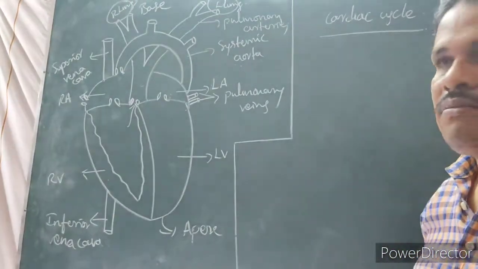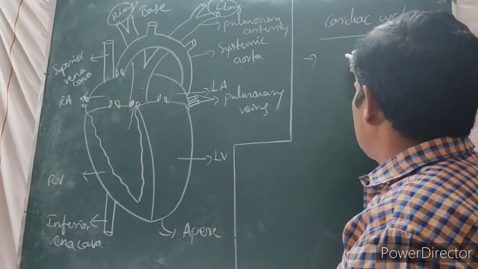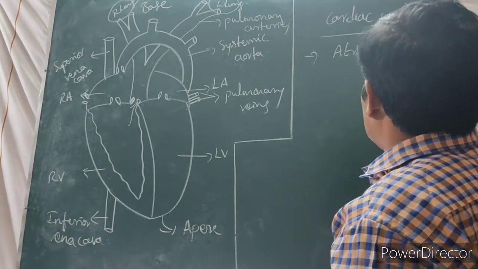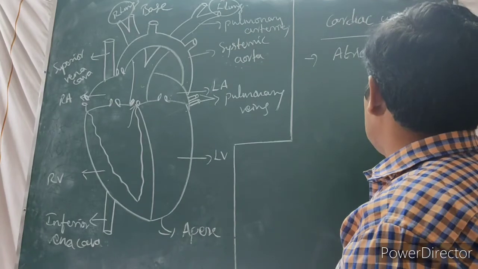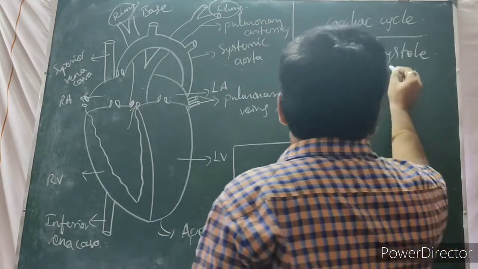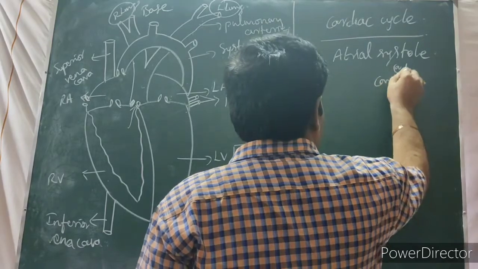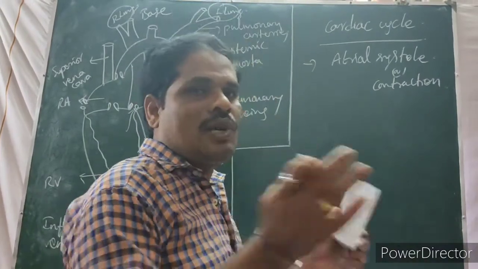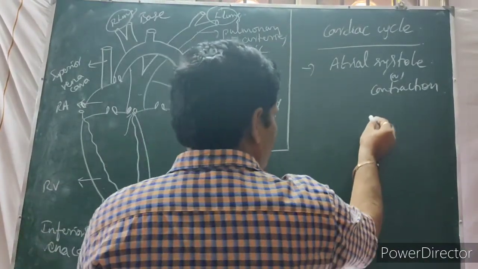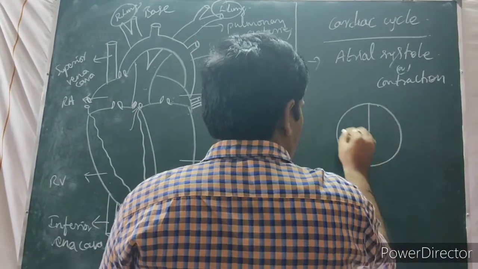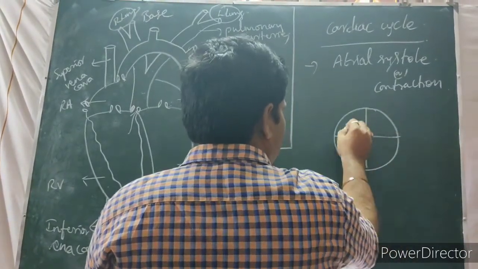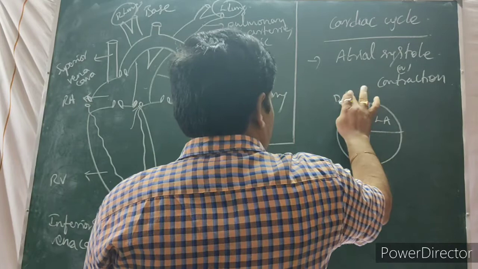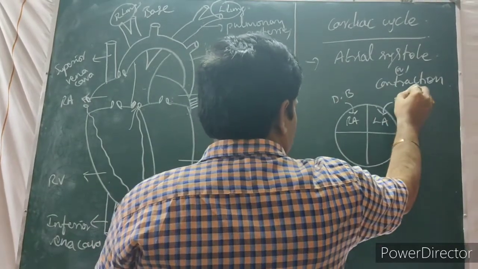The cardiac cycle has three important steps. The first one is the atrial systole. What is the atrial systole? Systole means contraction. Atrial systole means contraction of both atria, the right atrium and the left atrium. Here deoxygenated blood is there, and here oxygenated blood is there.